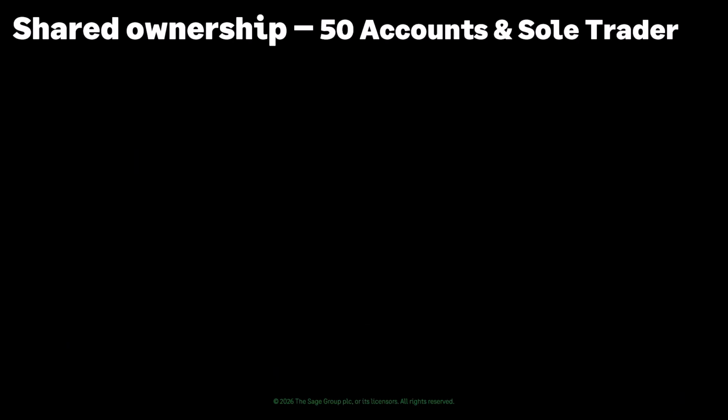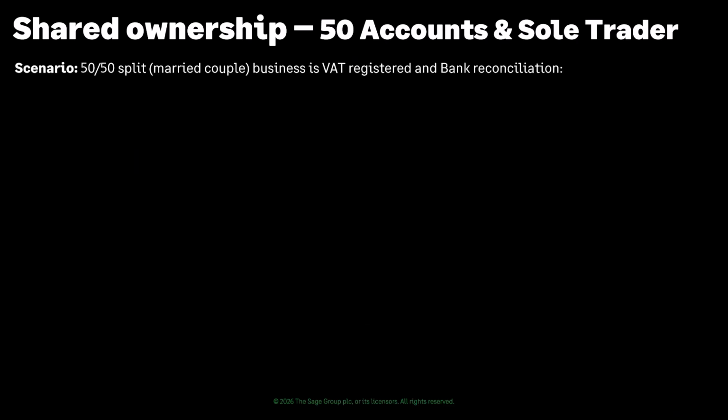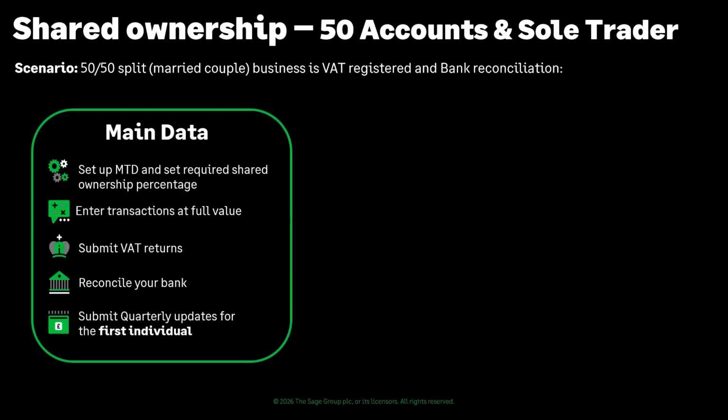In the event that you don't have extra company licenses for your 50 accounts, you do have the option to use Sage Sole Trader as well as 50 accounts. So we're going to go through the same scenario, but we're going to use Sole Trader as the second company. So exactly the same. Set up your MTD, enter your transactions at full value, so then you can submit your VAT returns, reconcile your bank account, and submit for your first individual.